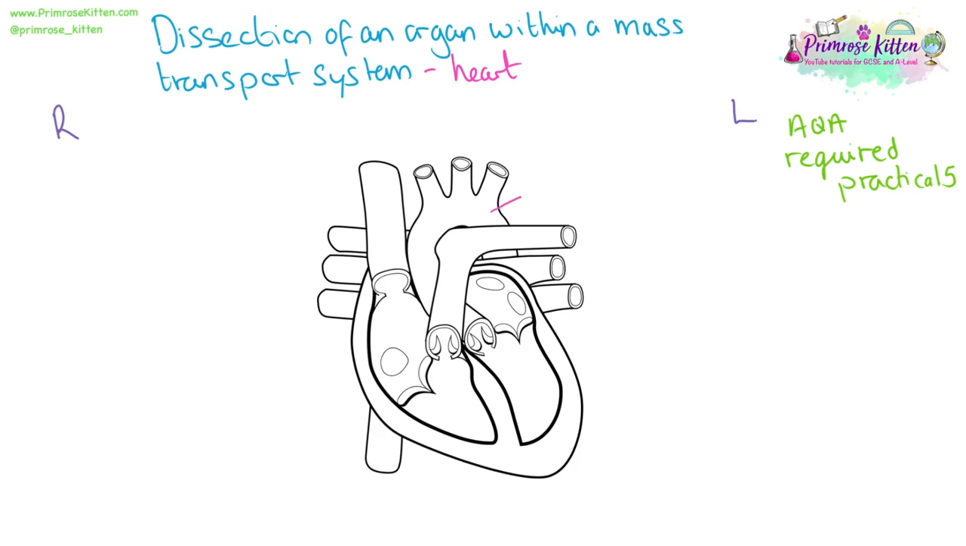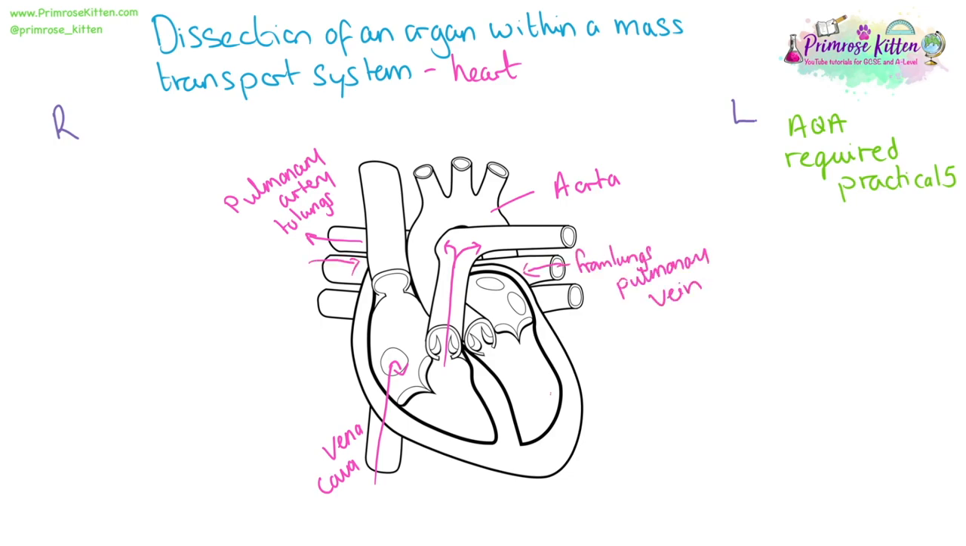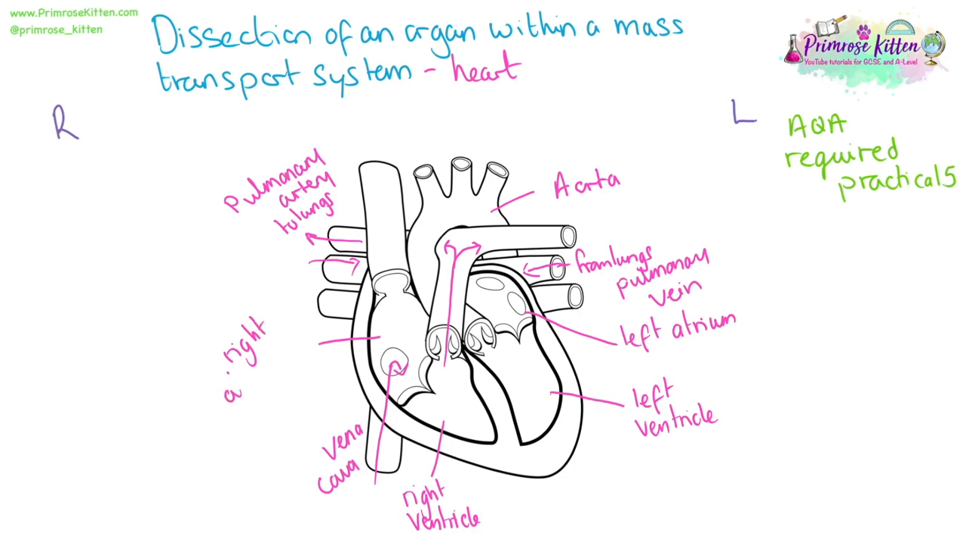Within the heart, you should be able to find the aorta, the vena cava, the pulmonary artery going to the lungs, the pulmonary vein coming from the lungs, the left ventricle and left atrium, as well as the right ventricle and the right atrium. Notice I've written right and left as the first thing whenever I see a heart diagram.